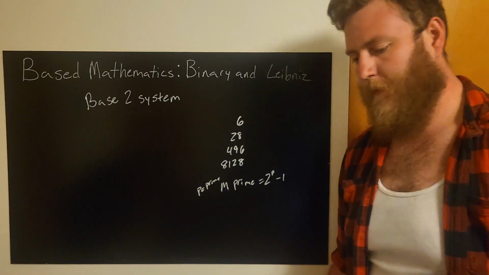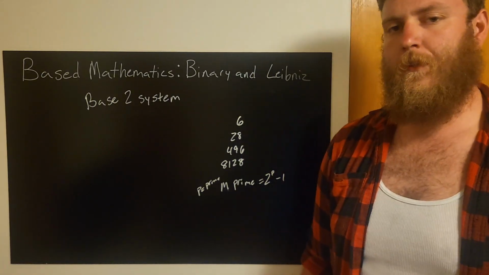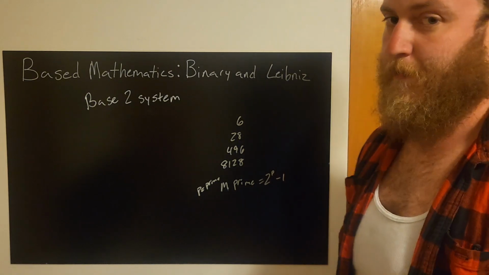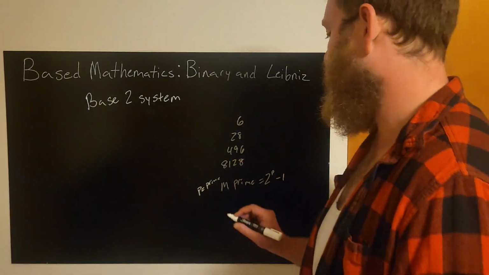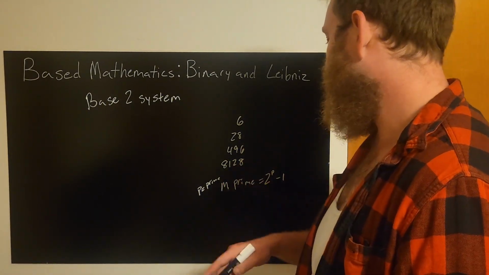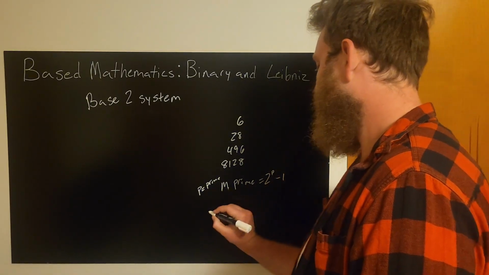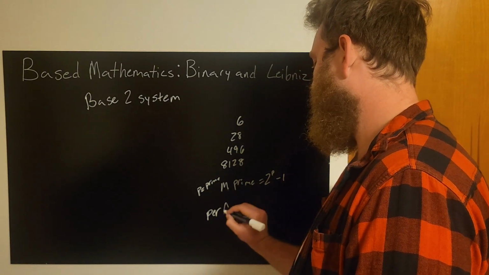Similarly, I think it was, might have been Euclid. It was some Greek dude who was cool. I just can't remember his name off the top of my head, but I think it was Euclid. Proved that if a prime is generated in this form, you get a perfect number.